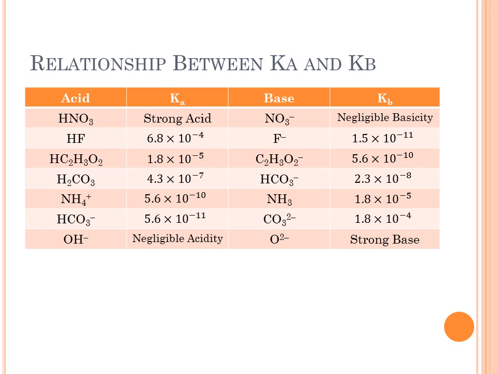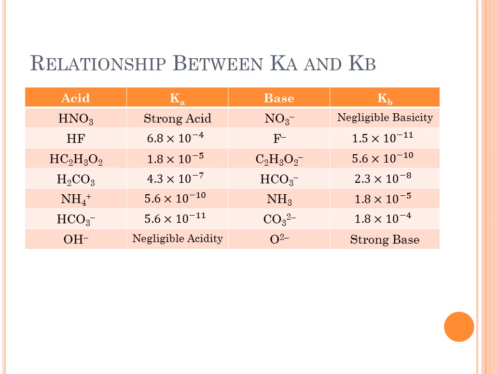This is just a table indicating what I was mentioning before about the stronger the acid, the weaker the conjugate base, and vice versa. We can see at the top of the table the acid we have is nitric acid. It's a strong acid, complete ionization. Therefore, the nitrate ion would have negligible basicity. That is, the anions of strong acids are neutral.